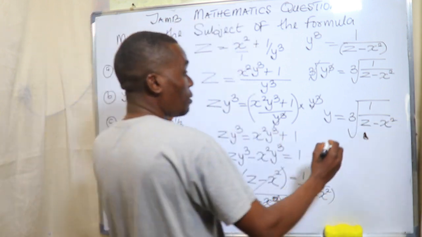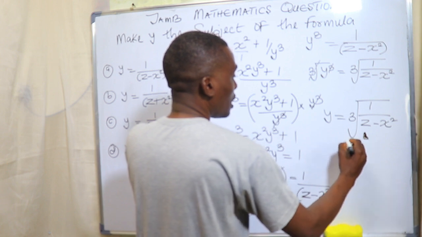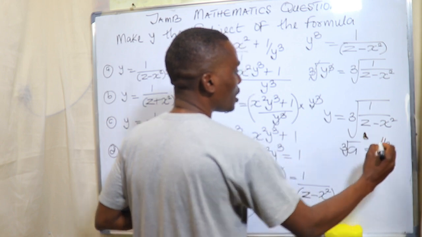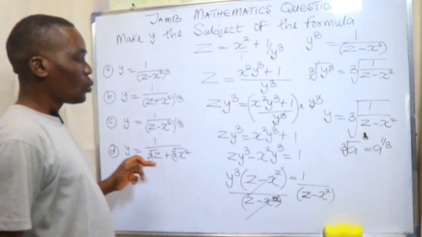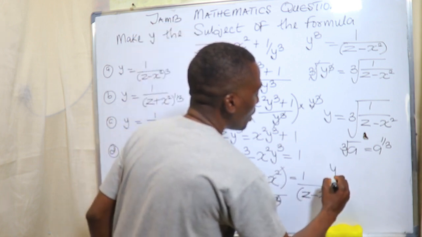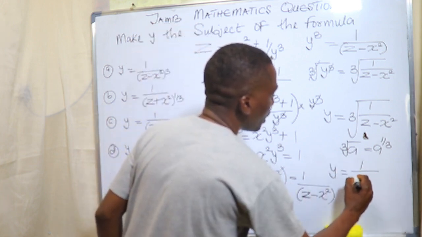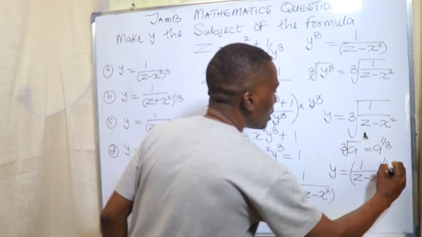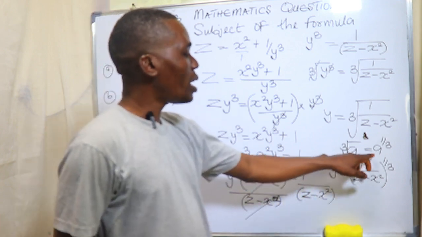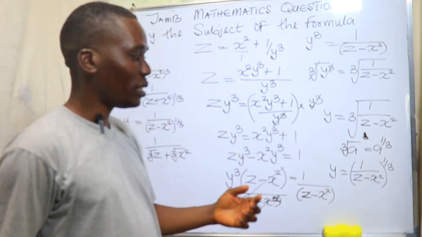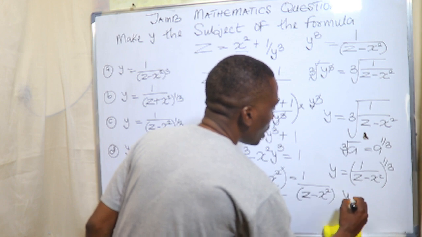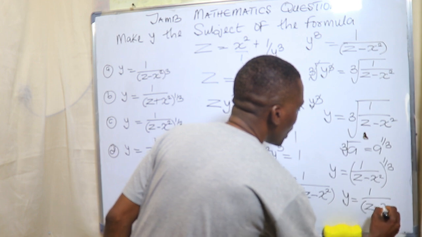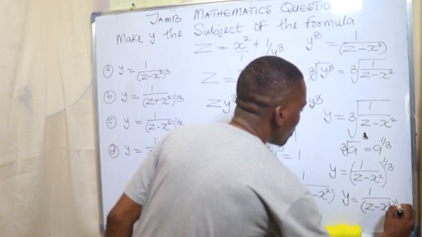And remember, in mathematics, the cube root of a is equal to a to the power of 1 divided by 3, because this type of answer is not in the options here. So if I use that here, I will see that my y will be equal to 1 divided by z minus x squared, all of them to the power of 1 divided by 3. Now 1 to the power of 1 divided by 3, what will it give me? It is still 1. So I will get my y equal to 1 divided by z minus x squared, and both of them to the power of 1 divided by 3.